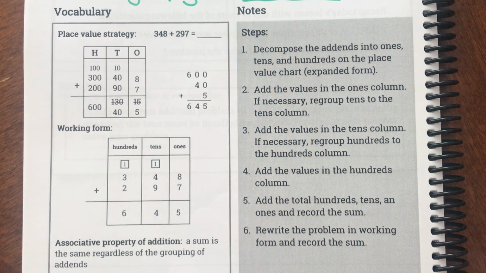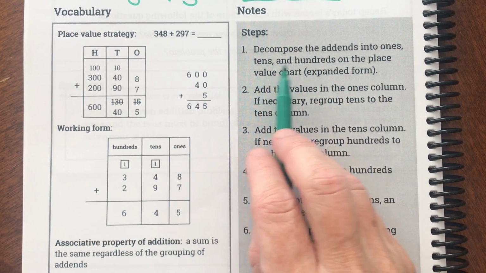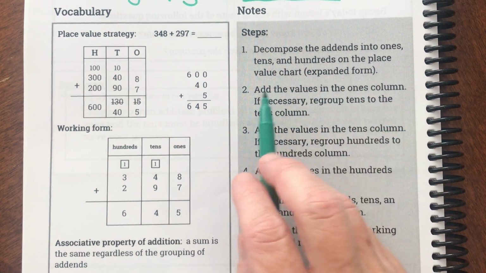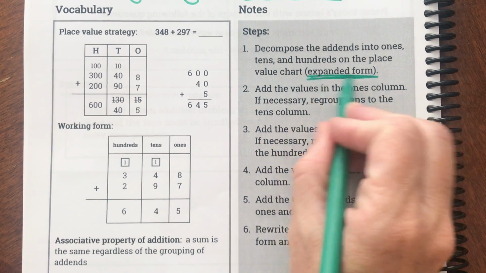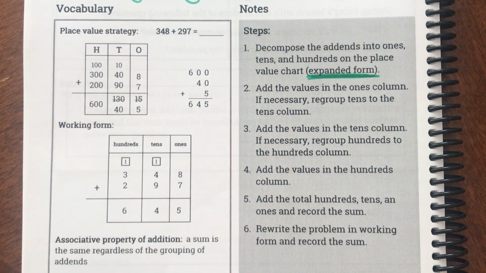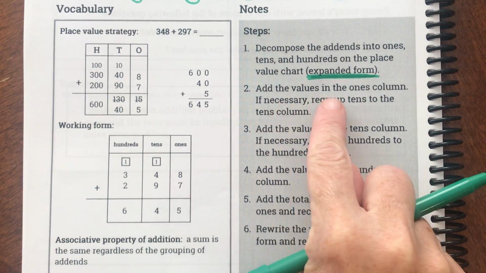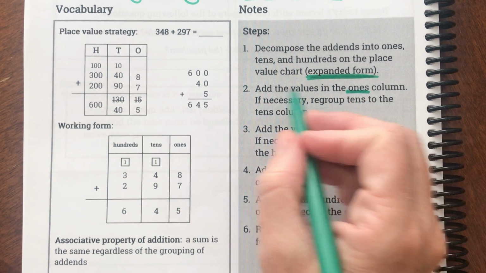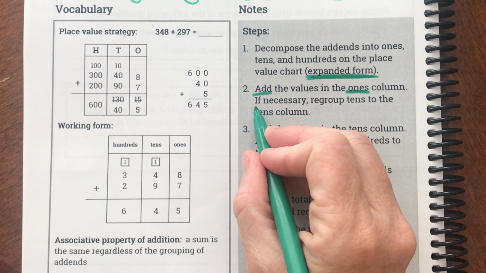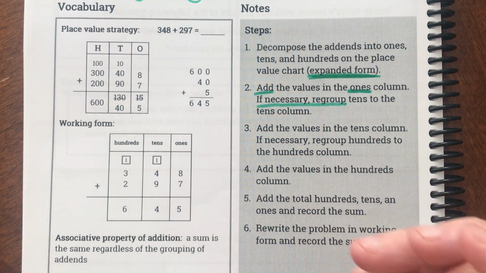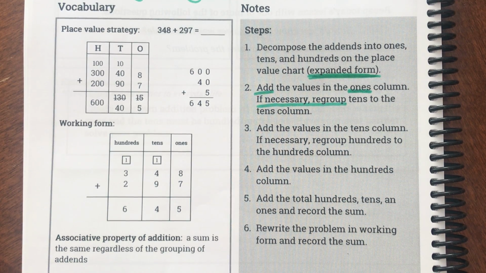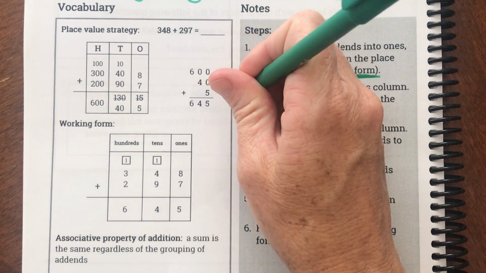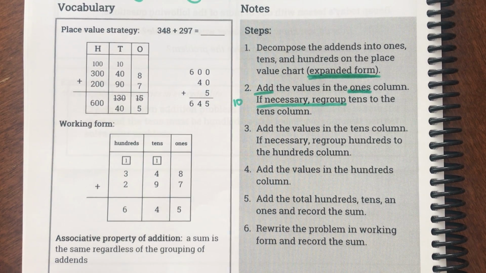Okay, let's look at our steps. It says we're going to decompose the add-ins into ones, tens, hundreds on the place value chart. So we're going to use expanded form. That's what we're going to be using first, is expanded form. Then it says add the values in the ones column. So we always do the ones first. Always start in the ones, and then if necessary, regroup. So if we have to, we'll bundle and regroup only if we have to. And remember, we have to when we have 10 or more. So if you have under 10, we don't bundle because we bundle groups of 10 together.